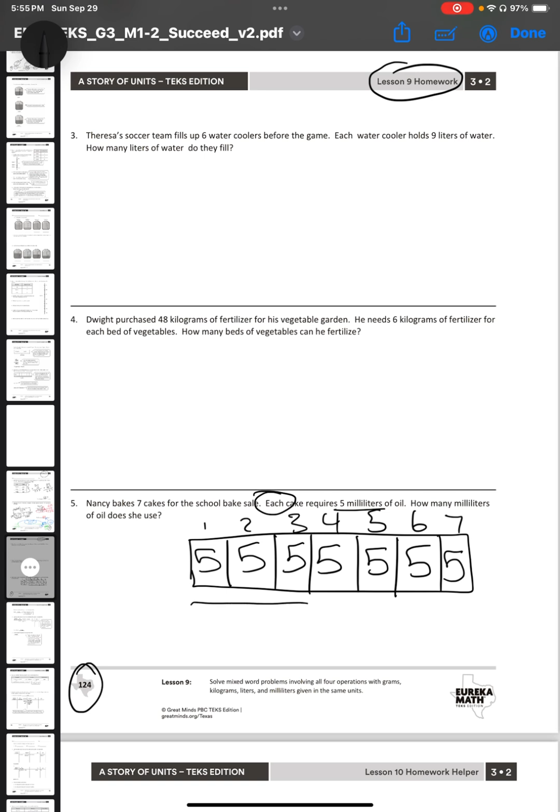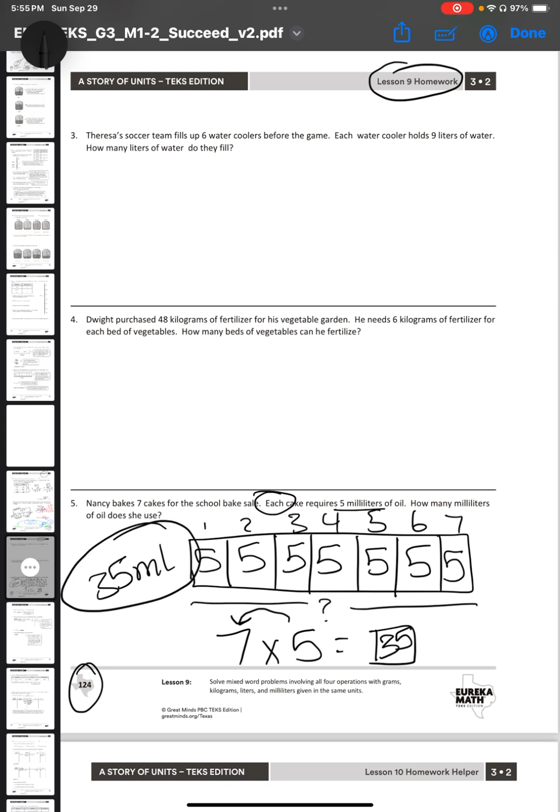What I need to know is how much total oil did she need. To solve this problem, I'm going to look at how many groups I have, which is 7. I'm multiplying that by a value of 5, and I'm going to see what my total is. I love when I have 5 as a factor because I can just count the other number with a value of 5. So I can count 5 7 times, I guess is what I should say. 5, 10, 15, 20, 25, 30, 35. All right, so she will use 35 milliliters of oil to bake all 7 cakes.